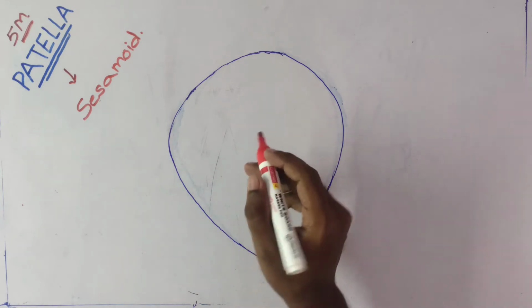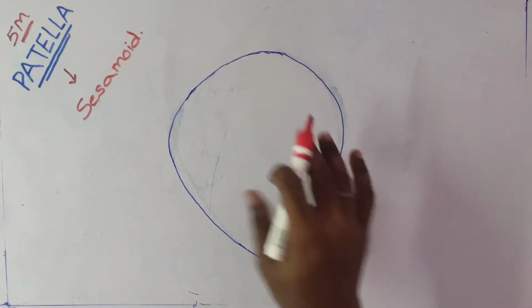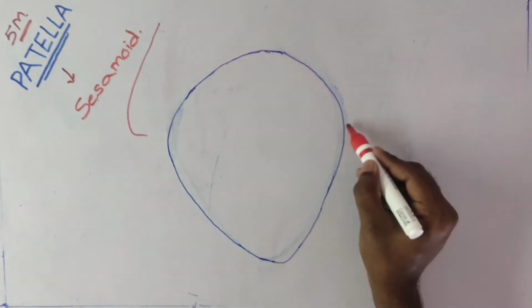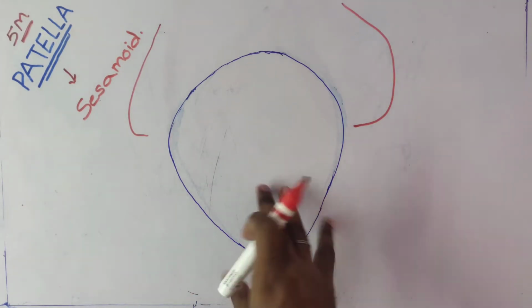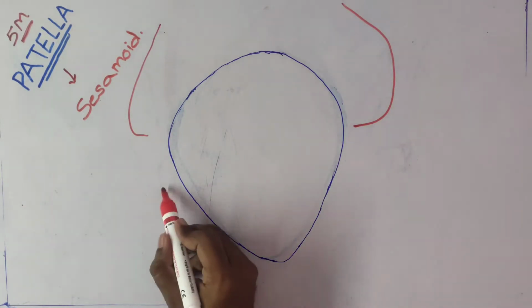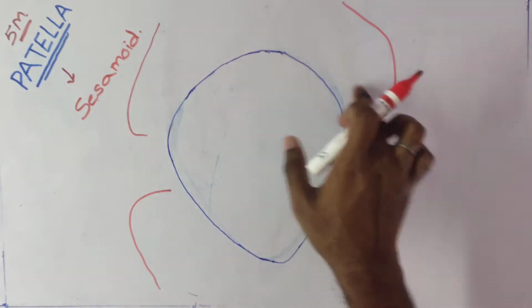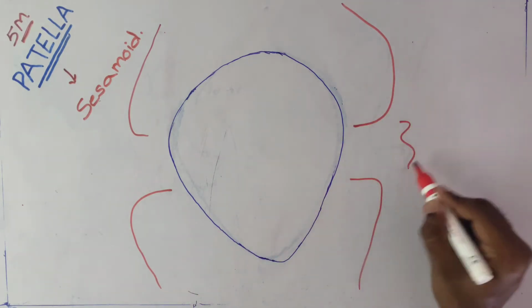Next, it is situated in front of the lower end of femur, about 1 cm above the knee joint. Okay, this is the fibula, this is the tibia. It is situated in between these, the femur, tibia and fibula. This is the knee joint.